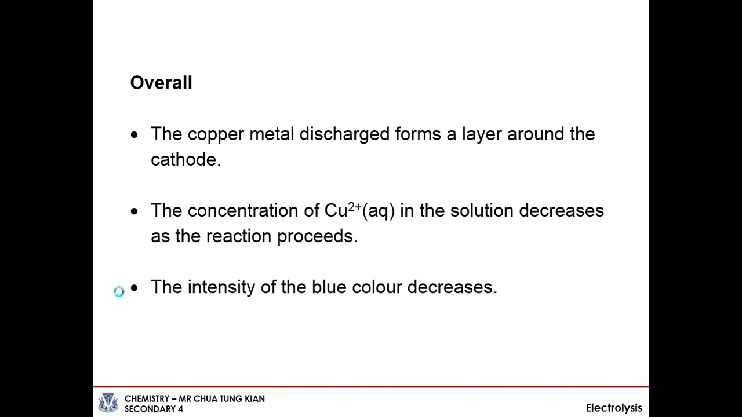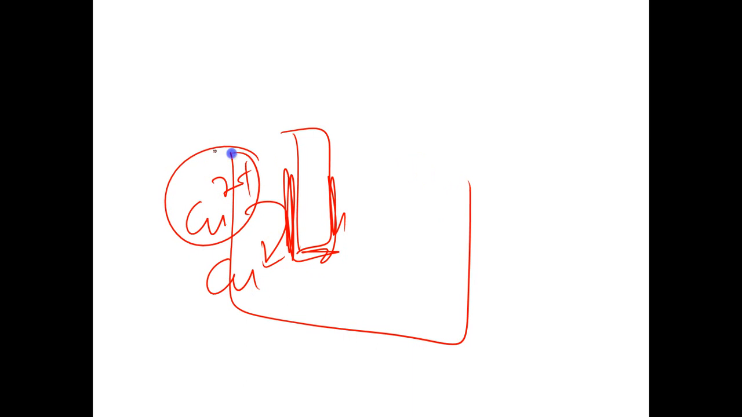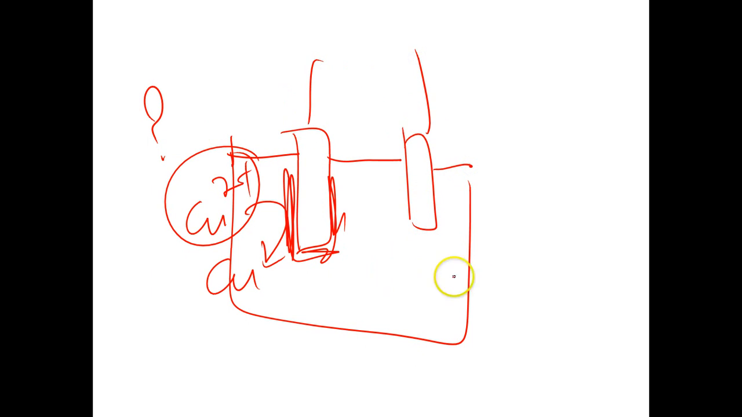So what happens at the end of the day? As I mentioned earlier, the copper metal is discharged. It forms a layer around the cathode. The Cu2+ concentration now decreases. So let's take a quick look. Imagine you have this solution here and you have a cathode here on which copper is deposited continuously. So Cu2+ is discharged here to give you Cu. Where does this Cu2+ come from? There's a solution here, and this solution is CuSO4 (aq).